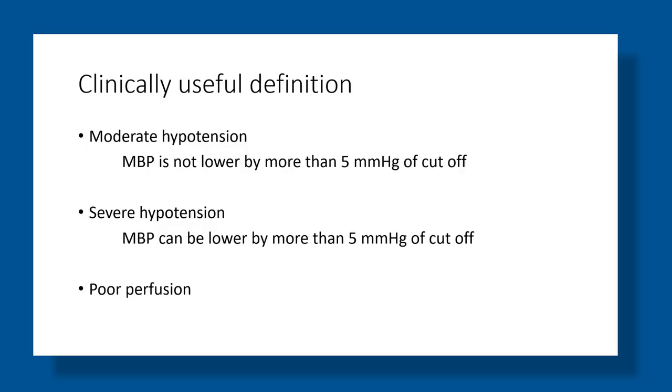We should not confuse the concept of poor perfusion with hypotension. These are two separate entities. Perfusion of a baby depends on a lot of other factors. You have to take into consideration the heart rate, especially the capillary refilling time, urine output, saturation, and a lot of other parameters. So one should not confuse poor perfusion in a newborn baby with hypotension. These are two specific entities.